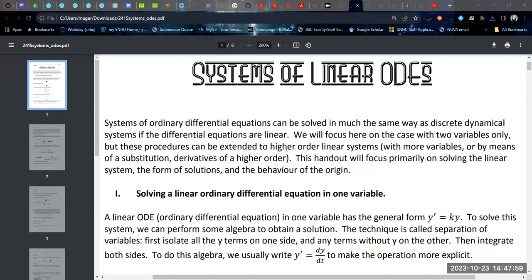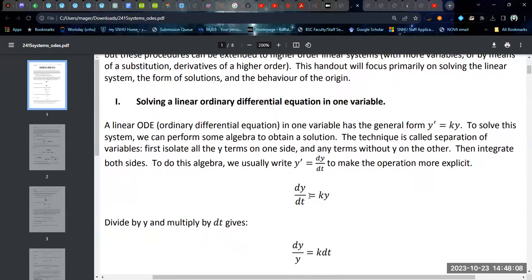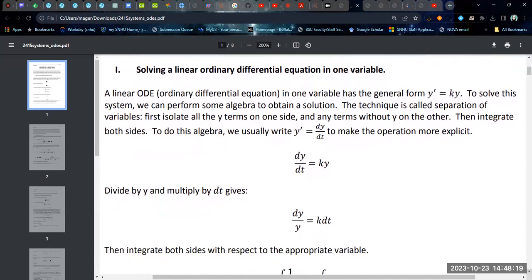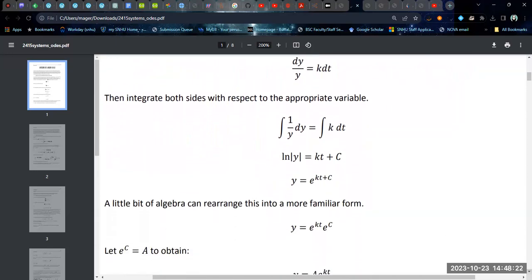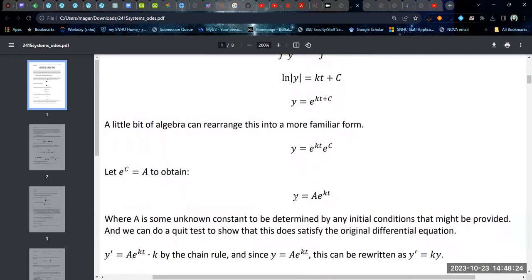But just to conceptualize this, if we're talking about solving an ordinary differential equation in one variable, with this setup where we just have a constant times the function equal to its derivative, then in the one variable case, we would use separation of variables, and the form of the solution that we would get would be y, our solution function, is equal to some constant times an exponential function.